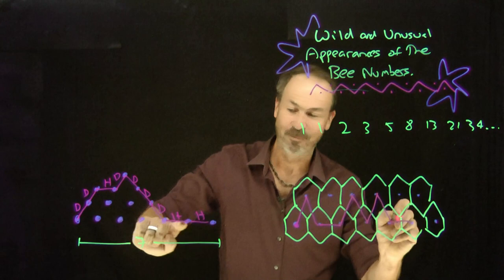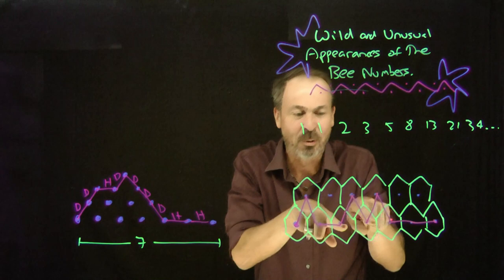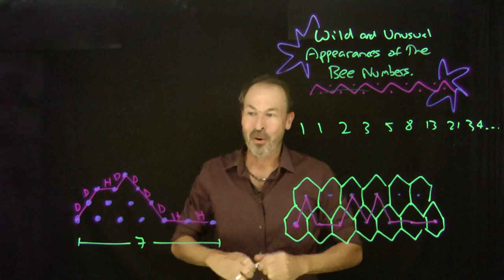That's it. This set of D's and H's did actually span across all seven dots at the bottom. All D's went half a space between them, all H's went a full space, everything adds up perfectly to make a path from there to there. Whoa. You can play with it.